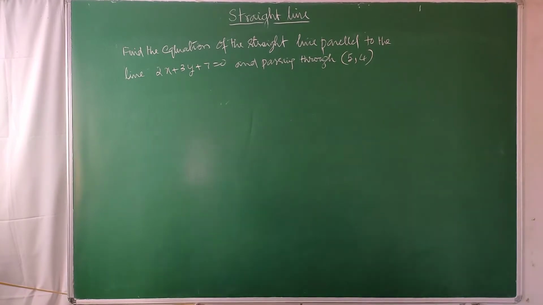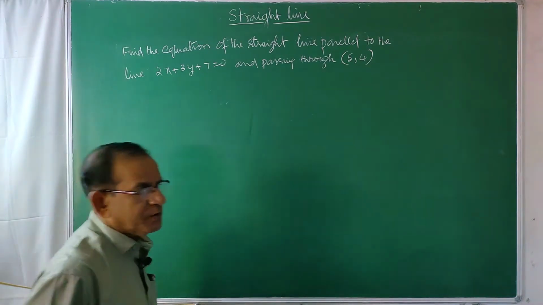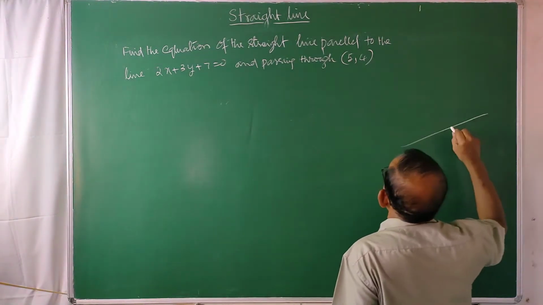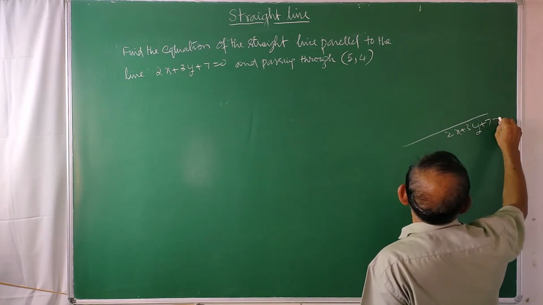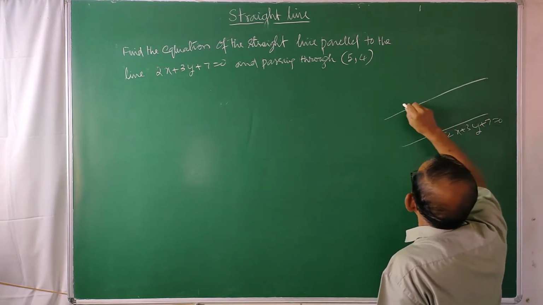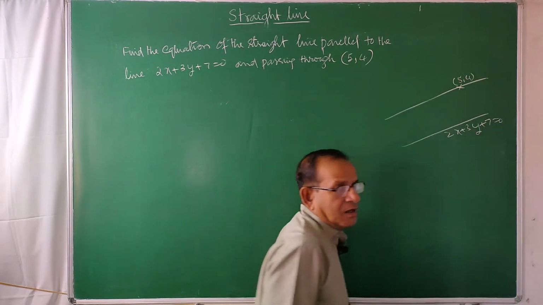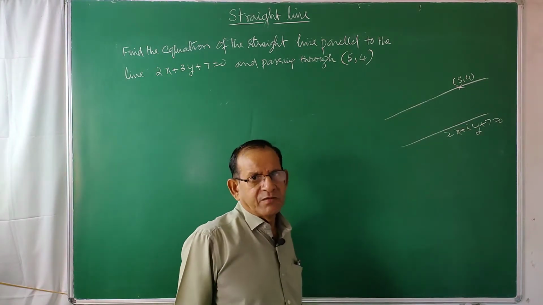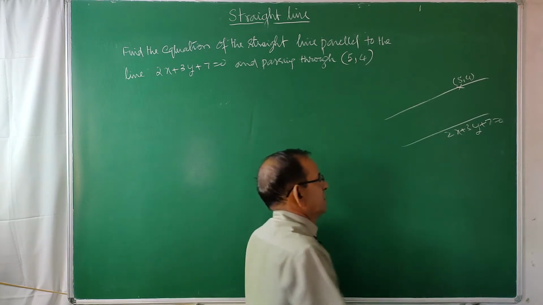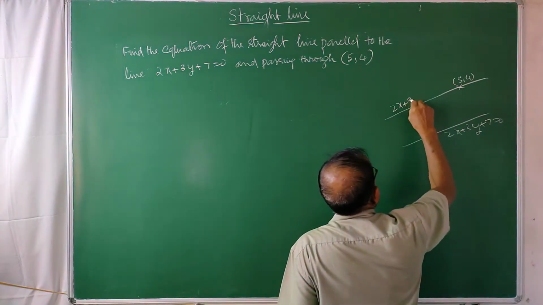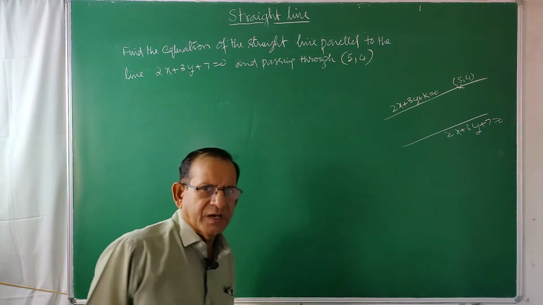Now take this question. Here the equation of a straight line is given. We have to find out another line. This is the given line, 2x plus 3y plus 7 is equal to 0. We have to find out a parallel line which is passing through the point 5 comma 4. Now for a parallel line, slopes must be equal. So x and y coefficients must be same. Only constant will be changed. Let us take this line as 2x plus 3y plus k is equal to 0. We have to change only constant for parallel line.